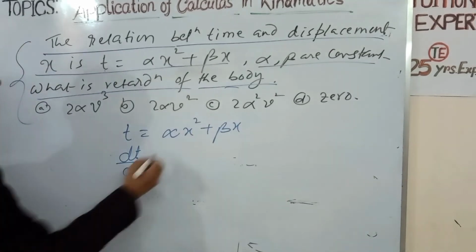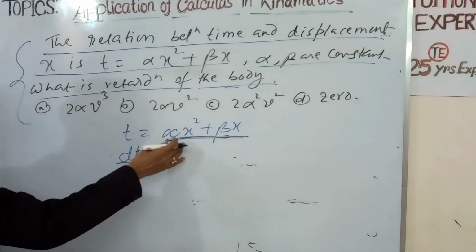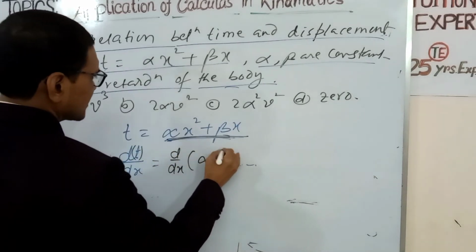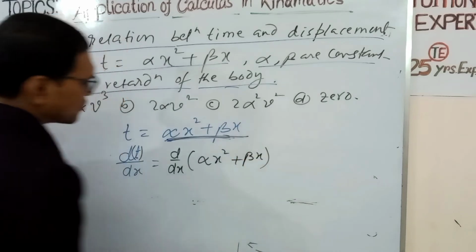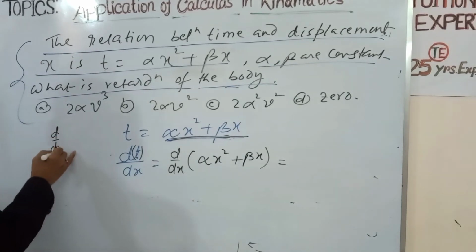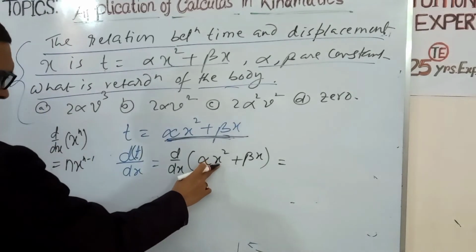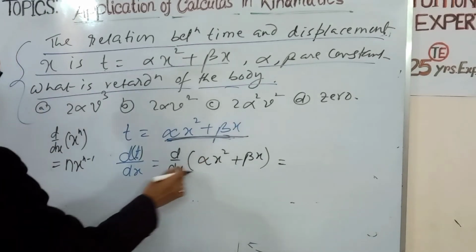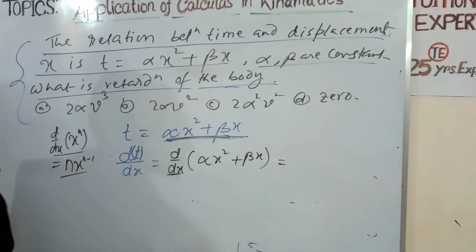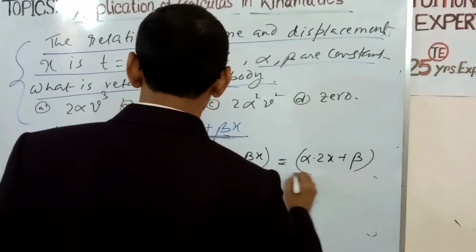So here t is the function of x, so we have to take the derivative with respect to x. We can easily use the formula of x to the power n, because x is the function variable and dx, so this is matching, so we can use this formula. Now this is equal to alpha into 2x plus beta, so this is dt by dx.